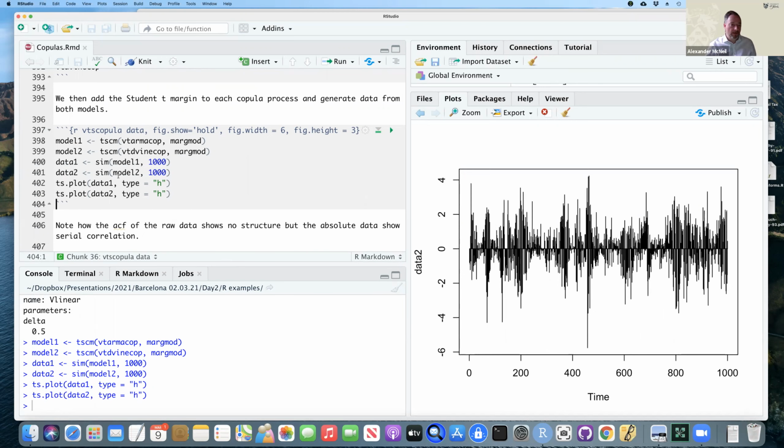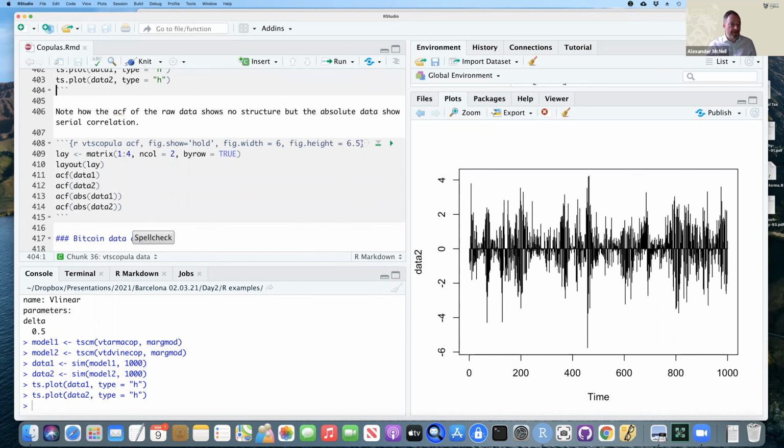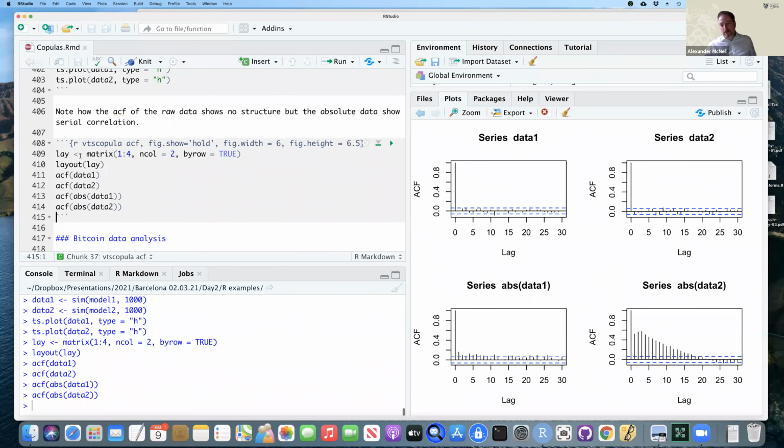And if I show you the autocorrelation functions, what you see is that in the raw data, there is very little serial correlation. So if I take the raw data, there's almost no serial correlation. But if I take the absolutes, then you can see that there is serial correlation by construction.